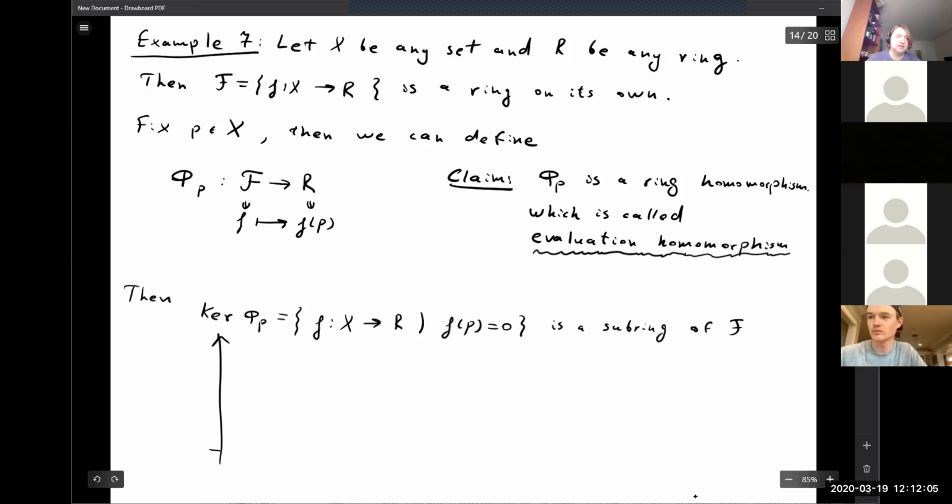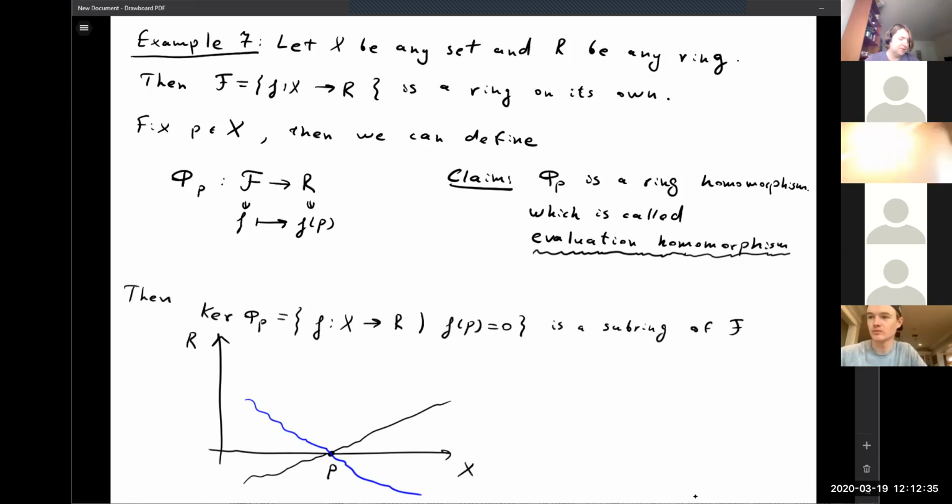Okay, so if this R was just real numbers, so this was X, this was R, now here's the point P. Then this subring would kind of contain all possible functions which are 0 at P. Okay. So any questions about this example 7?